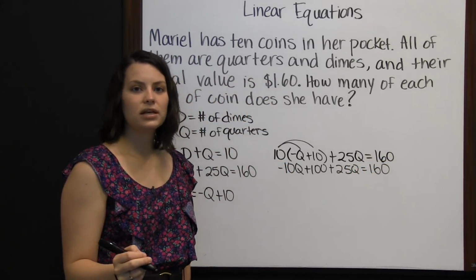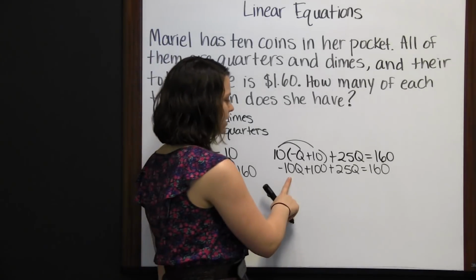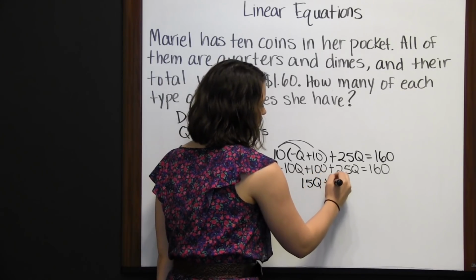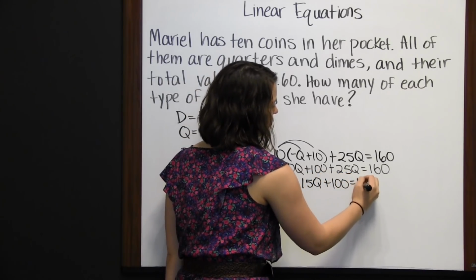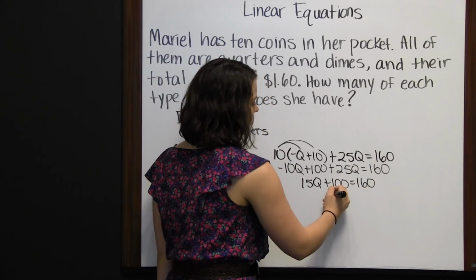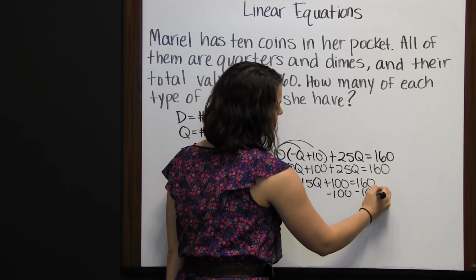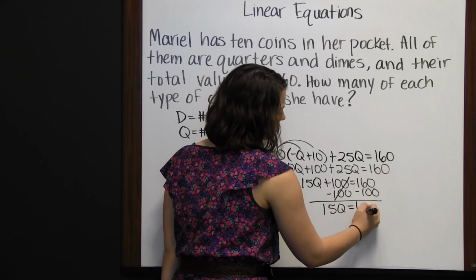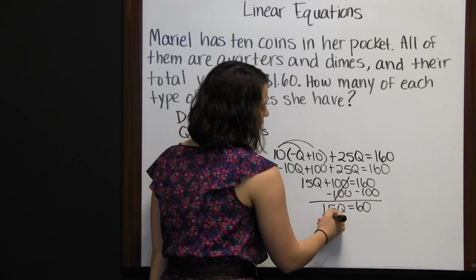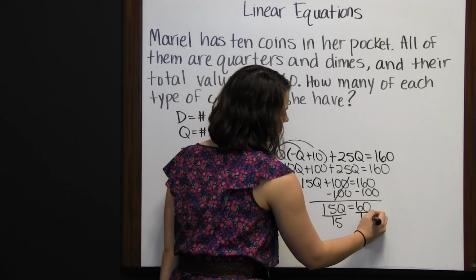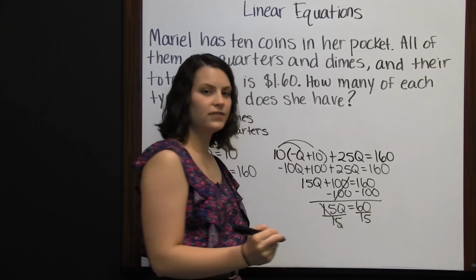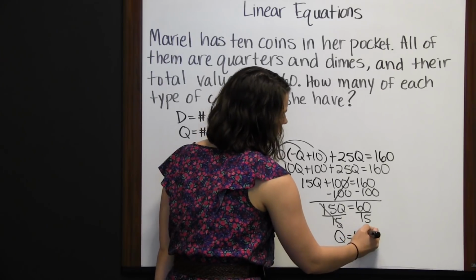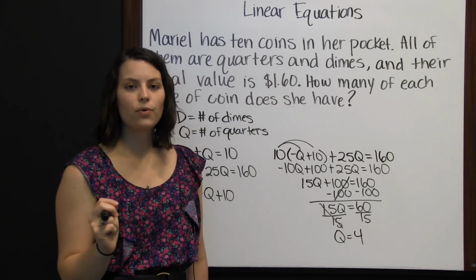Now to solve for Q, we need to combine like terms. Negative 10Q plus 25Q is 15Q. Plus 100 is equal to 160. Subtract 100 from both sides, and we get that 15Q is equal to 60. Now we divide both sides by 15. 15 divided by 15 is 1, and 1 times Q is just Q. We get that Q is 4, which means she has 4 quarters.